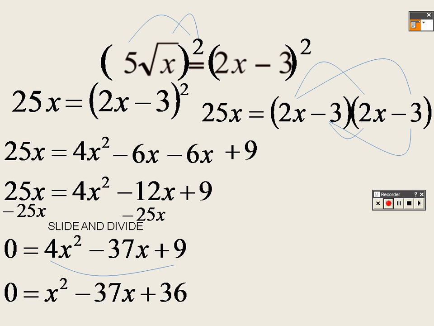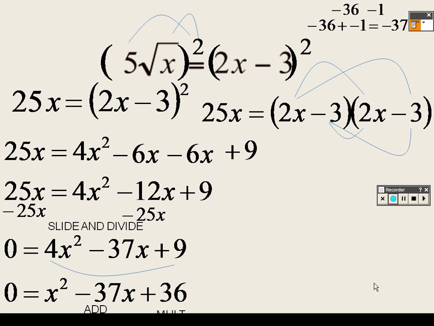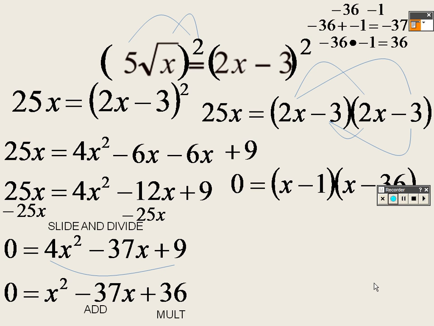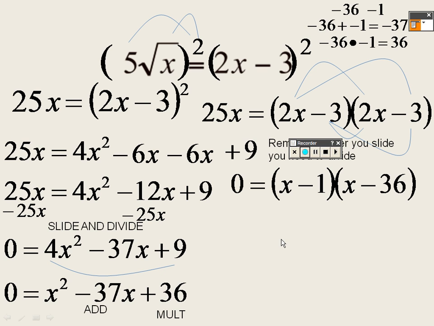4 times 9 is a 36. So can I think of two numbers that multiply to give me 36 that add to give me negative 37? The answer is yes, negative 36 and negative 1. Because negative 36 plus negative 1 is negative 37. And negative 36 times negative 1 is positive 36. But remember, slide and divide, I slide by 4, so now I need to divide each of those by 4.